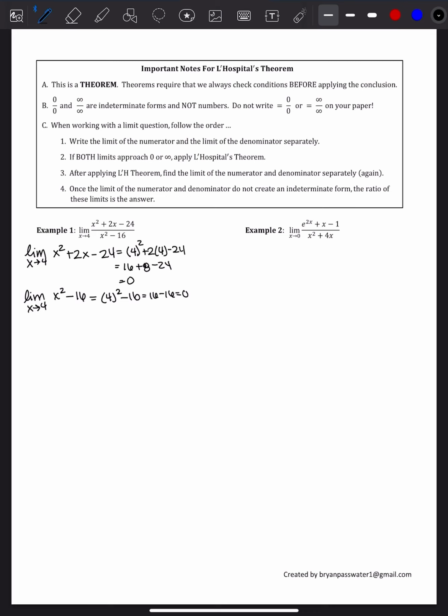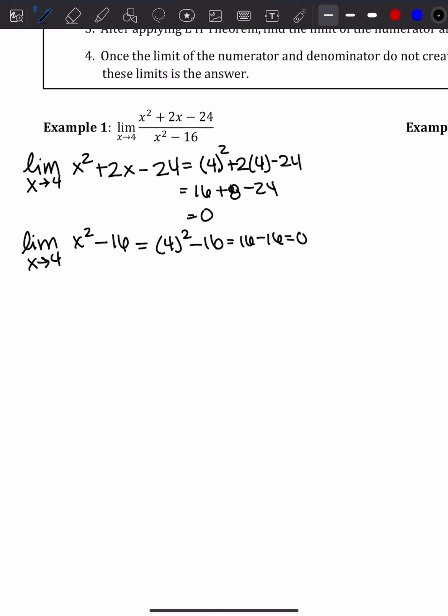So we are going to look at the limit as x approaches 4 of. So now we're going to be looking at the derivative of the top and the derivative of the bottom. So if I look at the top's function, it is 2x plus 2, and the 24 goes away. The denominator goes to 2x, and then we're going to go from there.